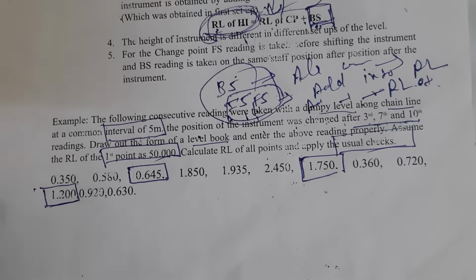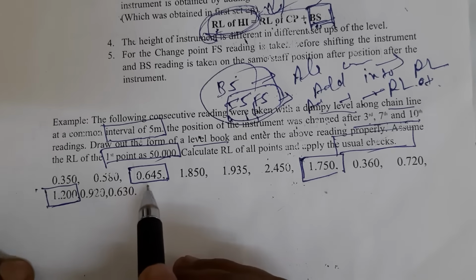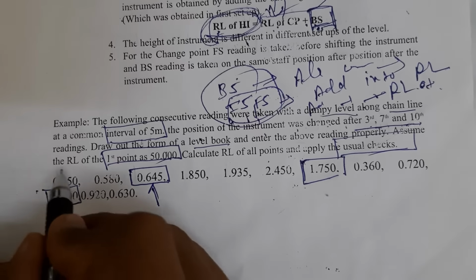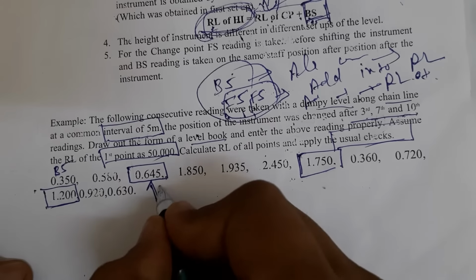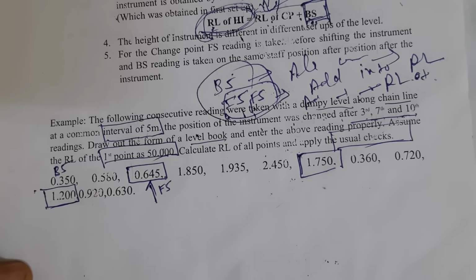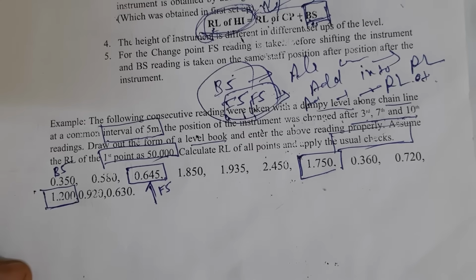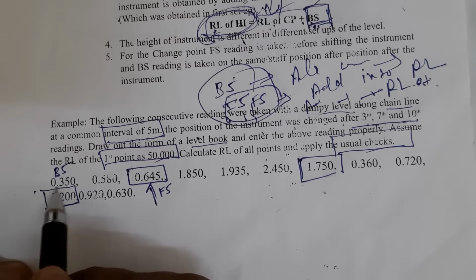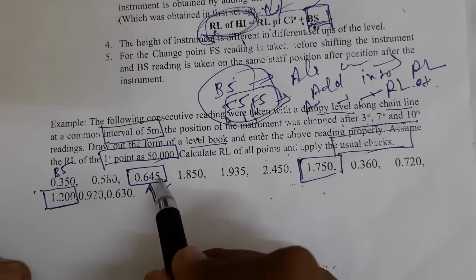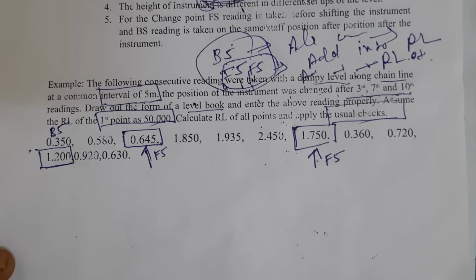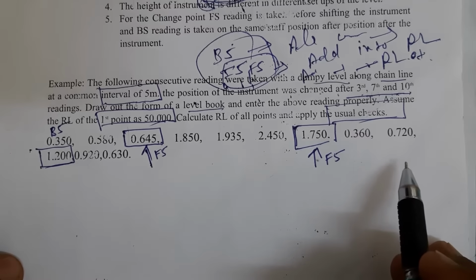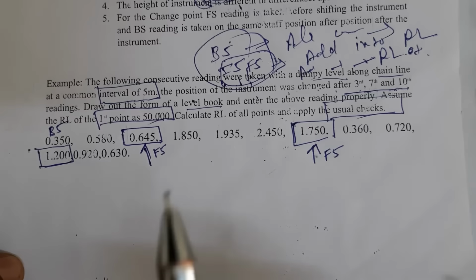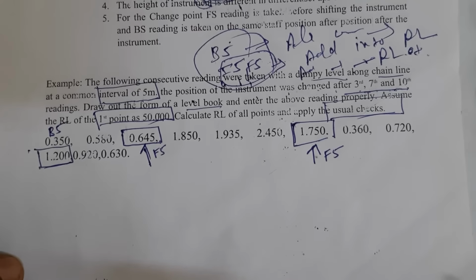So what does it indicate? For this, the backsight is 3.50 and the foresight for the first station, that is, at the benchmark. Okay, so BS is 3.050 and FS is 0.645. Now we need to understand there are 12 readings. Among the 12 readings, which reading is backsight, which is foresight, and which is an intermediate point.